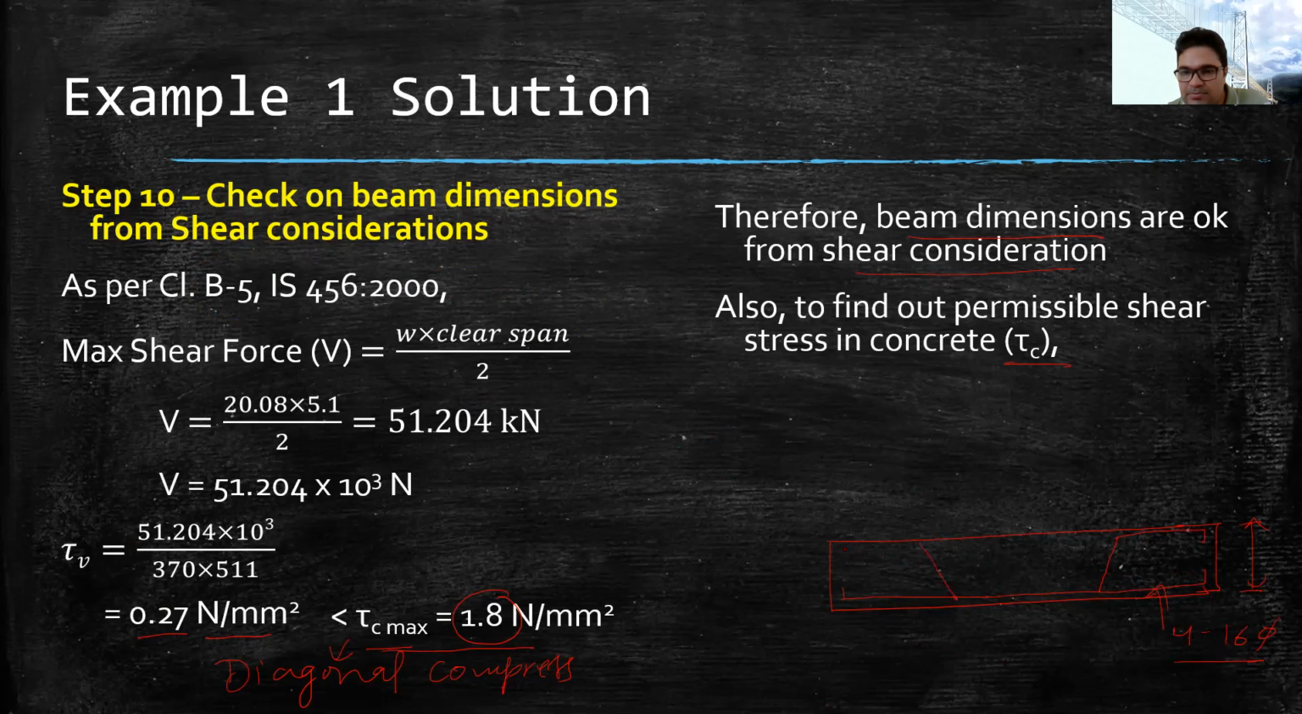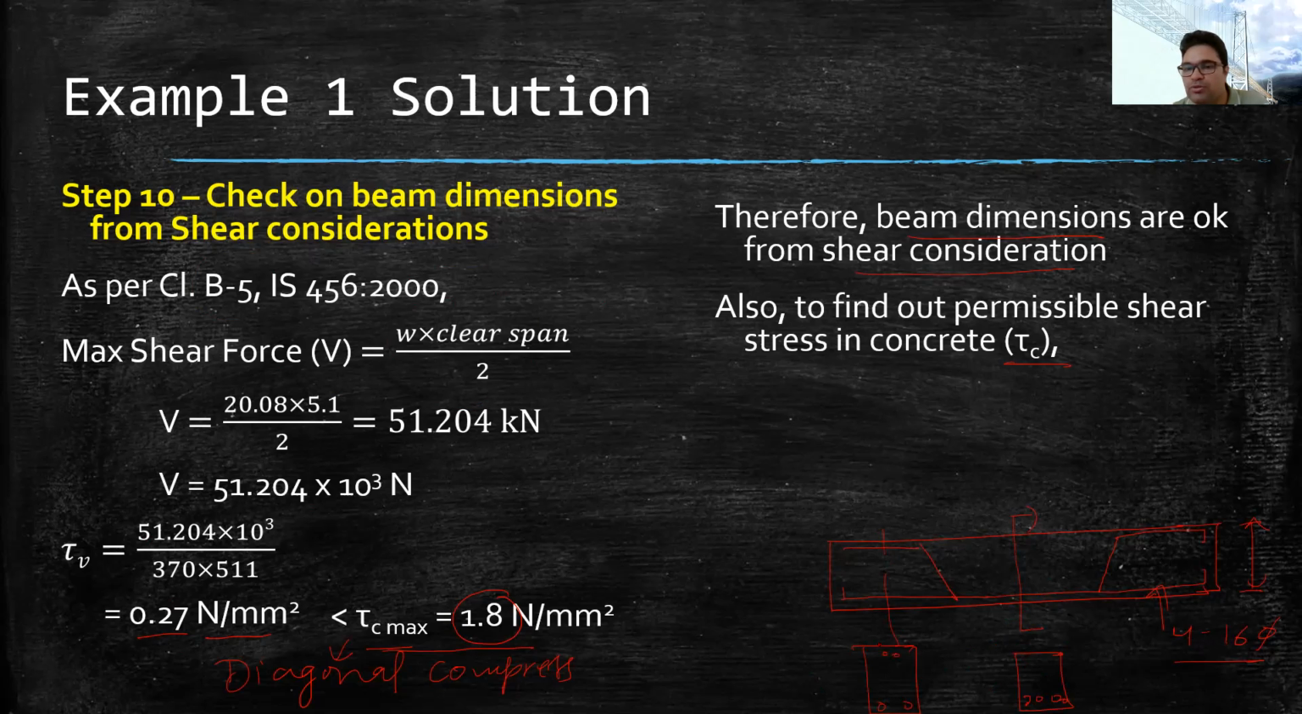2 bars will be bent up like this. So now if I cut a cross section here, 4 bars will be there. There will be 4 bars. If I cut a cross section here, then 2 bars will be here and 2 bars are here.